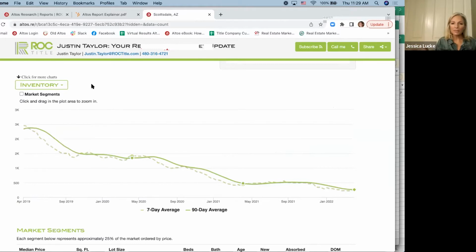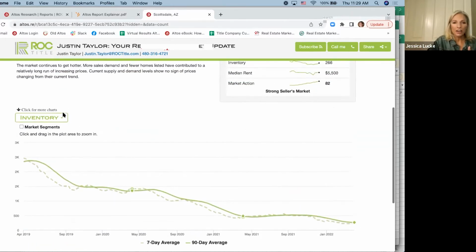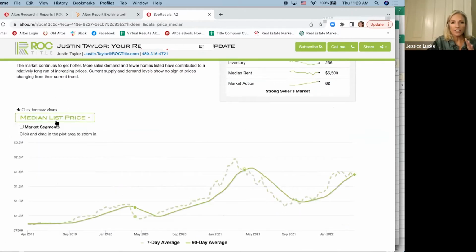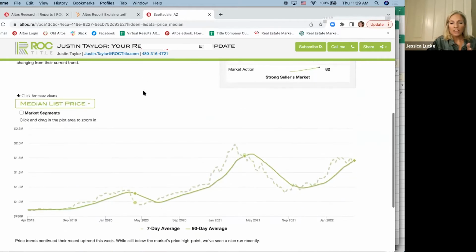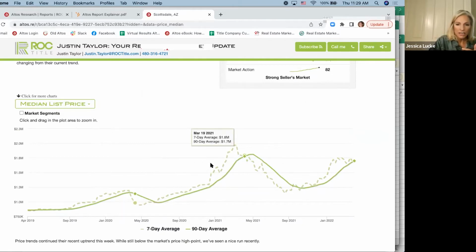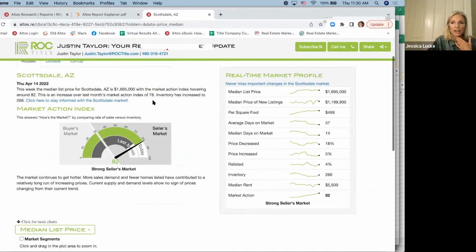Now take it one step further. Right now, this is taking into account all active inventory, right? You'll see we've got our 90-day average and our 7-day. The 7-day is the latest and the greatest, is what we see here. The 90-day is the trend. So we have our median price. Well, okay, so median price is 1.7, let's say.